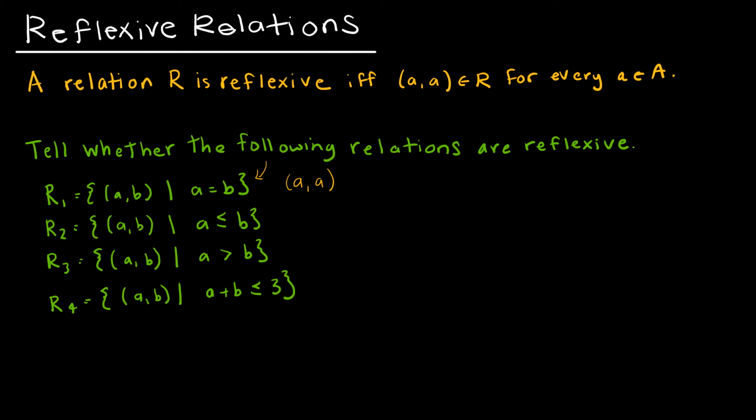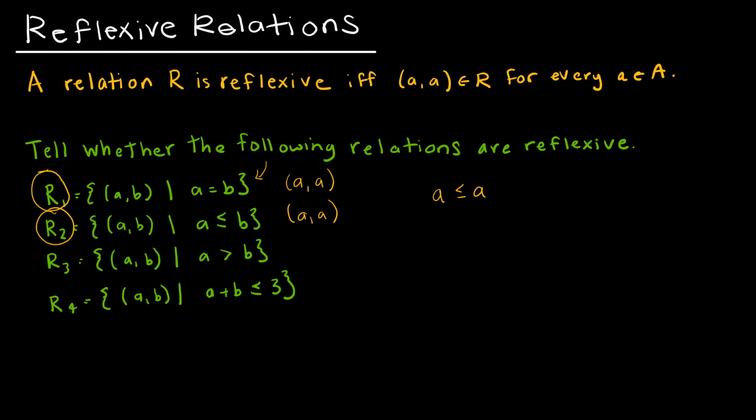The other relation that would work for reflexive is R2. So R1 we said was yes. R2, remember, as long as a is less than or equal to b, that means we're saying a is less than or equal to a, and that of course is absolutely true. So (a, a) would be an element in that set.